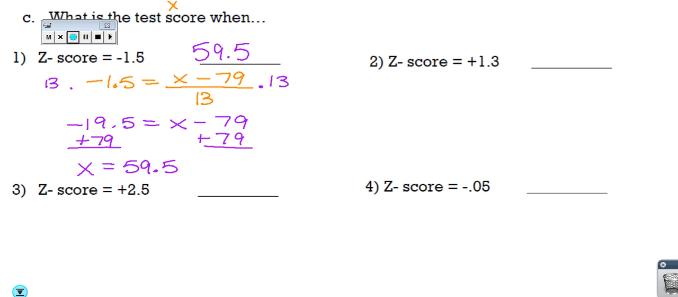Moving on to a z-score of 1.3, again that's z is equal to x, which we don't know, minus our mean 79, over our standard deviation of 13. Again, multiplying both sides by 13, and then I'm going to add 79 to both. We should get 95.9.